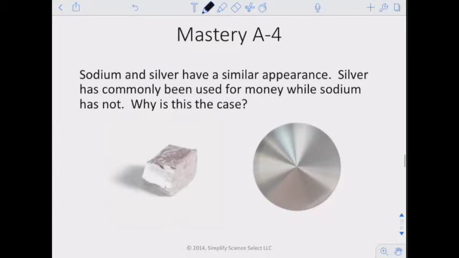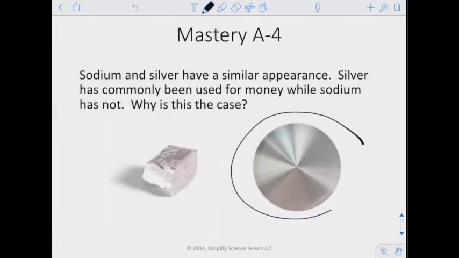And our mastery level question. It says sodium and silver have similar appearance. Silver has commonly been used for money while sodium has not. Why is this the case? Well, silver, since it's more stable by itself, can exist by itself. But sodium, on the other hand, is very reactive, so it's very hard to find sodium alone by itself. Generally, we have to decompose things to get sodium by itself.